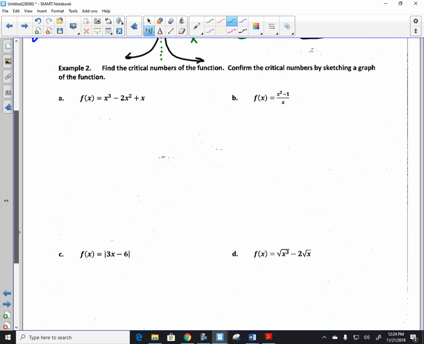So, the application. Let us find the critical numbers of the function. It's a polynomial. Everybody agree a polynomial is defined for all real numbers? And it's nice behaving. It doesn't have any corners, does it? So all we need to do is take the derivative and set it equal to 0. What is the derivative of this function?